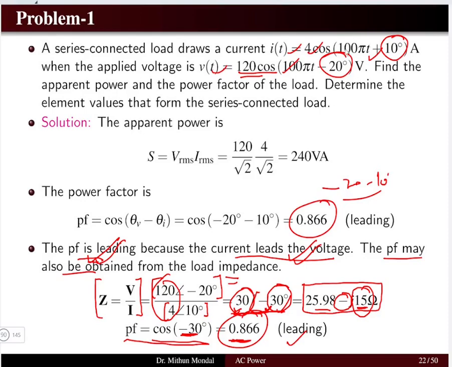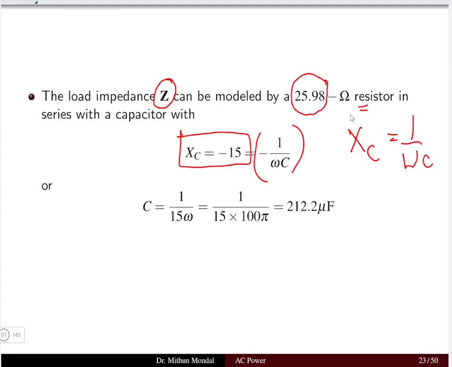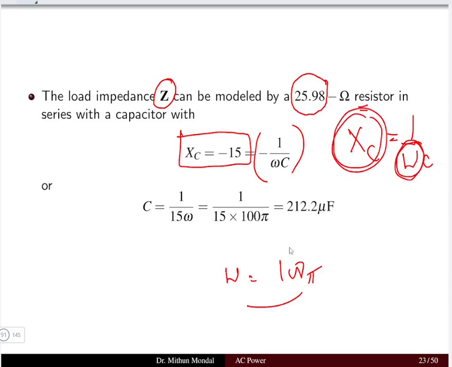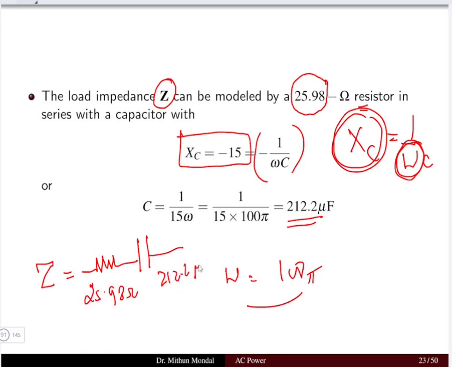Now the frequency you will be getting from here. What is the frequency? So omega is equal to 100 pi. Then you can substitute here the omega. The Xc value you have already been given from the load impedance. So you can determine the capacitor, which is equal to 212.2 microfarad. So basically the Z is comprised of one resistance and one capacitance, which is a series connected load. The resistance value is 25.98 ohms and the capacitor is 212.2 microfarad.